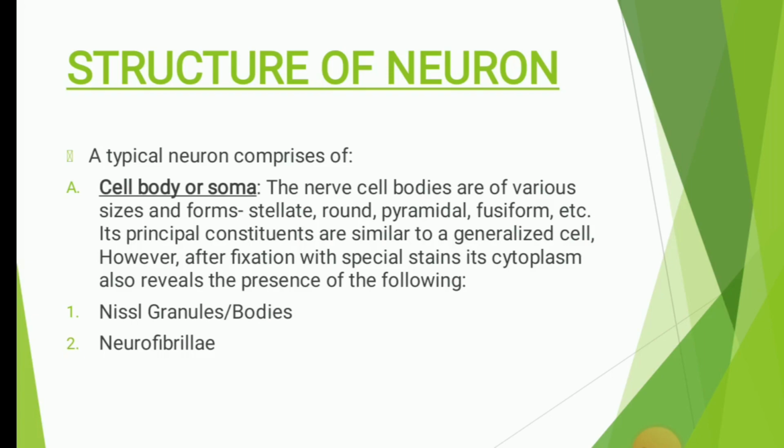First, what are cell body? The cell bodies are of various sizes and forms, which are of stellate, round, pyramidal, or fusiform. Its principal constituents are similar to a generalized cell. However, after fixation with special stains, its cytoplasm also reveals the presence of the following, that are the Nissl granules and the neurofibrils.